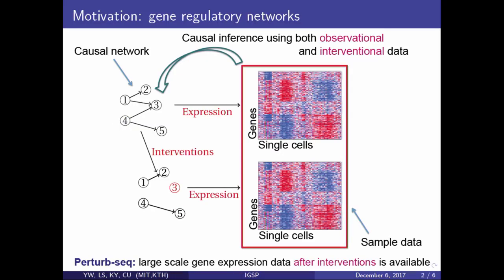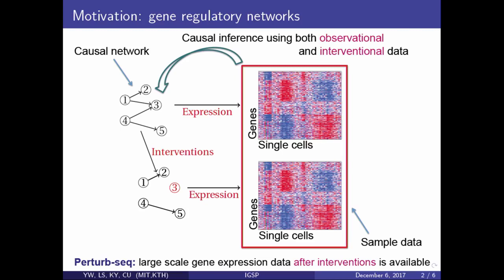Before introducing the algorithm in detail, I start with introducing the motivating example. Currently, technology in systems biology has enabled us to obtain large-scale gene expression data under different cellular contexts. In addition to this, a new technology has also allowed us to obtain large-scale interventional gene expression data, namely the kind of gene expression data after doing the gene knockout experiment.